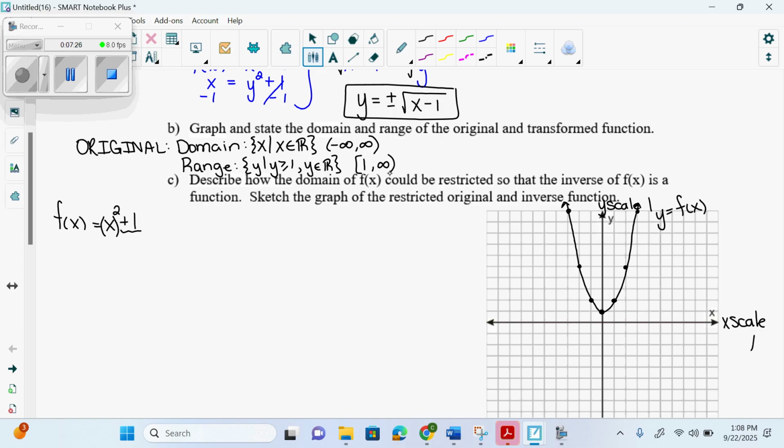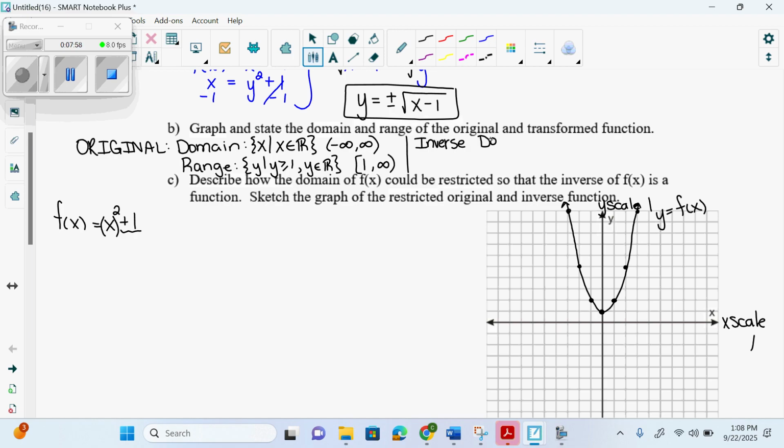Do I need to sketch the inverse of that graph to get the domain and range? No. Could I? How? What's the mapping of inverse? (x, y) becomes (y, x). So I can take every single one of those points, flip, draw, connect, flip, draw, connect, flip, draw, connect, right? I could sketch it. But I don't have to because of the inverse.